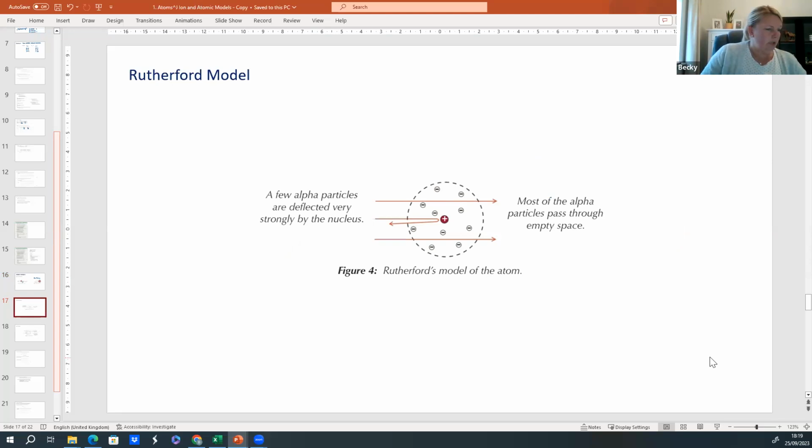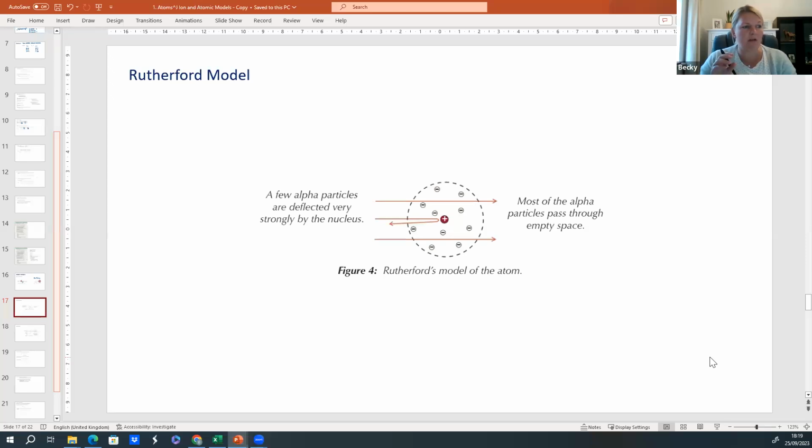So Rutherford was the one that did the alpha scattering and discovered that there was empty space within an atom. He fired alpha particles at a very thin, just one atom thick layer of gold sheet. And what he saw was that most of the alpha particles passed through. So, because most of them passed through, the atom must have been mainly empty space.